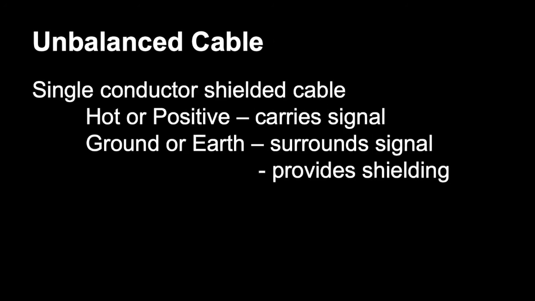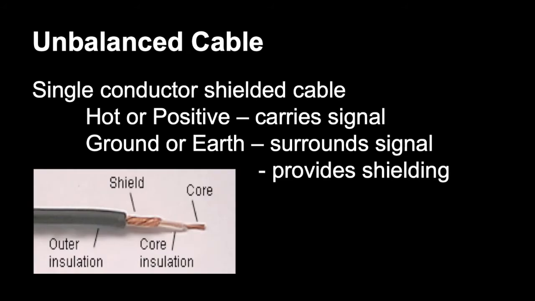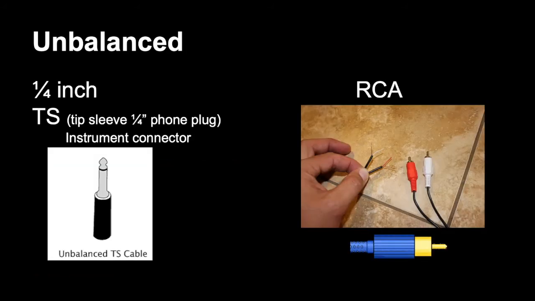Unbalanced cables. What we have are a single conductor. We have our hot or positive and our ground. The signal is carried on the hot, and then our ground or earth or shield are trying to prevent noises from coming in. It looks something like this. We have our core audio in the middle, that's carrying our actual signal, a little bit of insulation around that. And then there's a shield wrapped around that, and then an outer insulation to give it some kind of durability.